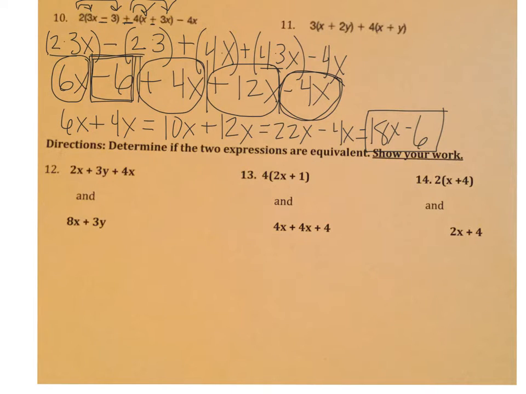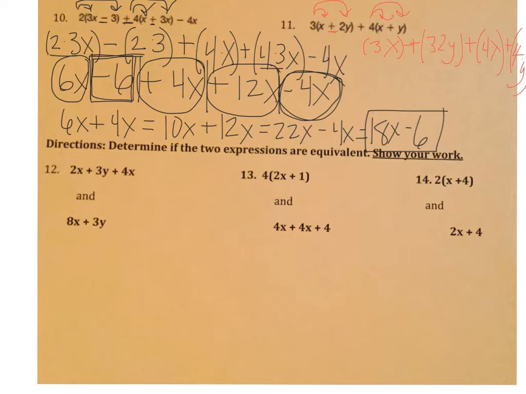All right, for our next problem, we're going to distribute again. So 3 distributes with x, and 3 distributes with 2y. So we have 3 times x. We're going to plus 3 times 2y. And then we're going to bring down the plus sign. 4 distributes with x, and 4 distributes with y. So we're going to have 4 times x, and then we're going to add that plus sign, and then 4 times y.